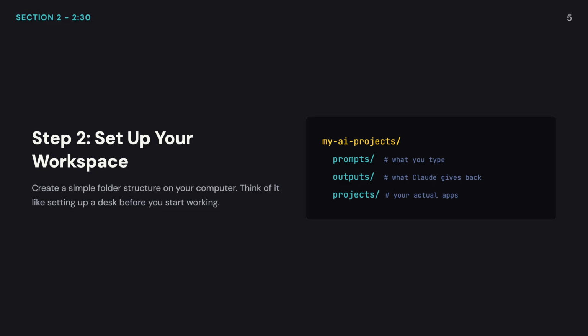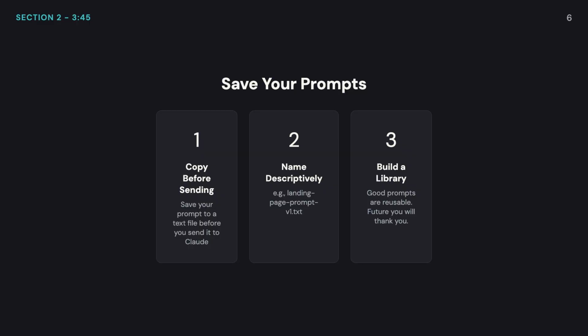Now that you have your account, let's set up a simple workspace on your computer. Think of it like setting up a desk before you start working. Here's what I recommend. Create a folder called My AI Projects, somewhere easy to find. Your desktop or documents folder works great. Inside that, make 3 subfolders. Prompts is where you save what you type into Claude. Outputs is where you save what Claude gives back. And Projects is where your actual apps will live. Use whatever tool you're comfortable with. Finder on Mac, File Explorer on Windows. That's your whole workspace.